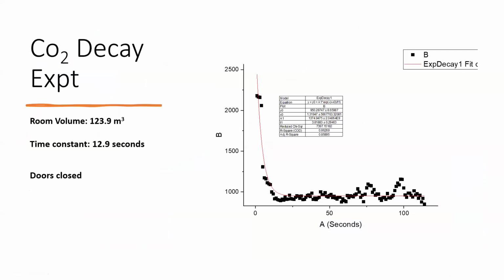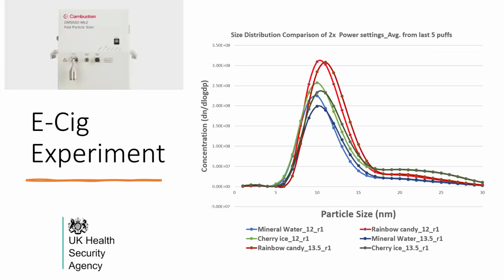And once you get the decay from there, you can fit the curve, and that gives you a time constant value, and from that you can define the air change rate of the room. And this is the last experiment which I've done a couple of weeks before at UKHSA using a Vype Vena 500.